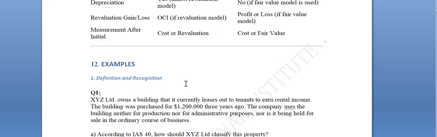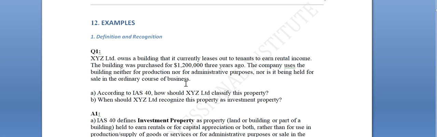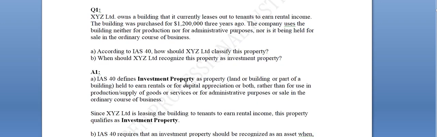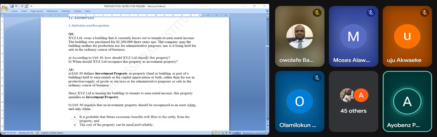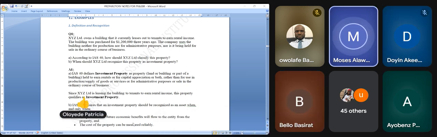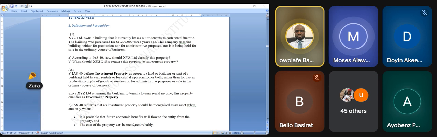So briefly, I want us to look at this question 1. Very, very thorough. Can you see my screen? Okay, thank you. Now let's look at this question.